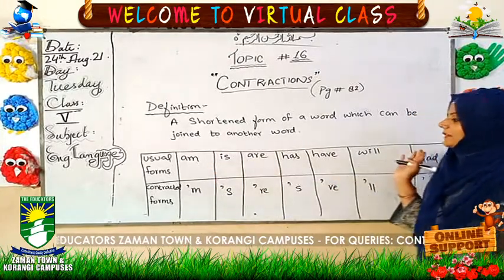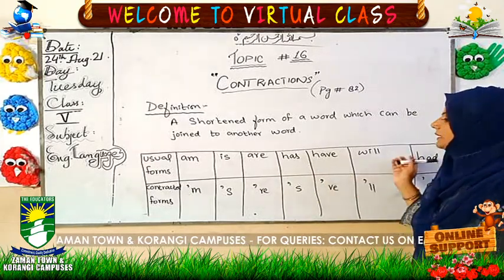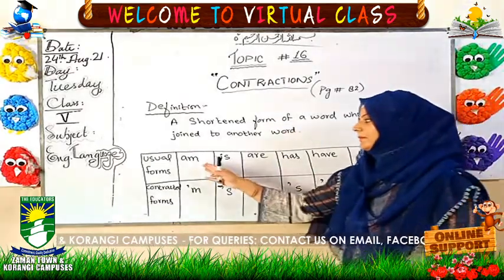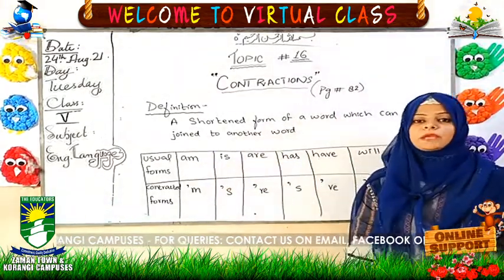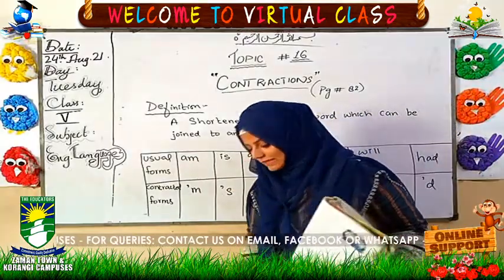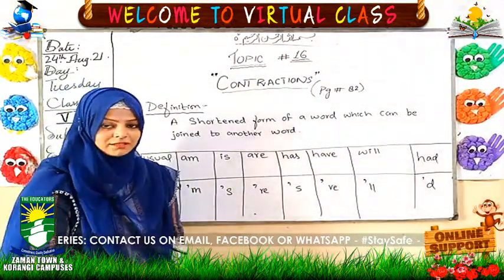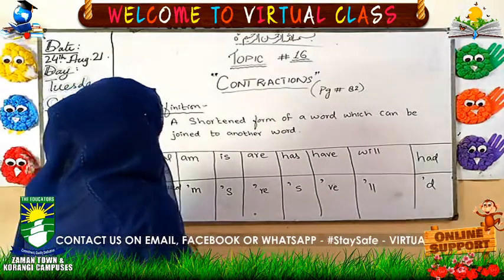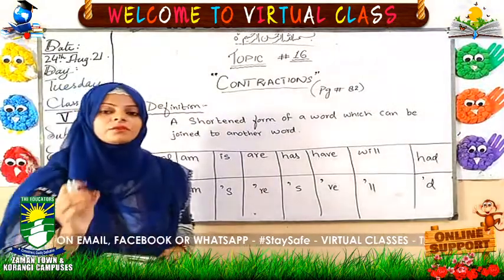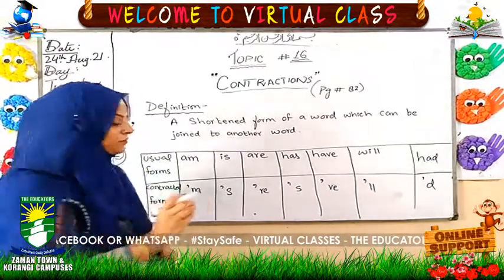Suppose that we have some words here: am, is, are, has, have, will, had, and we have some other words. I have just taken some selected ones. And how do you make a contraction? Before making a contraction, always keep in mind that we always use a punctuation mark in a contracted form. And what is this punctuation mark called? Apostrophe.